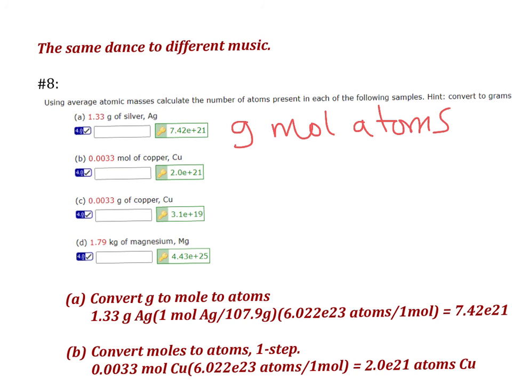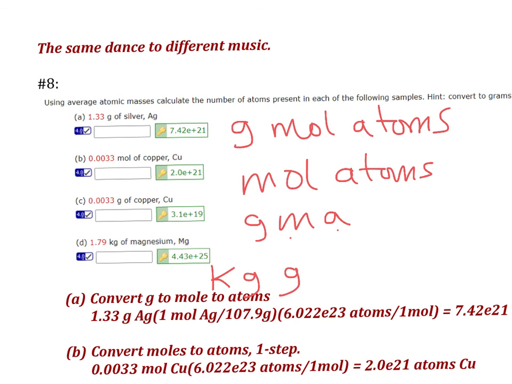This next one gives you moles, so you'll just do moles to atoms. You'll just multiply by Avogadro's number. And this next one is another GMA one again. You'll divide by the mass and multiply by Avogadro's number. And this last one is kilograms to grams to moles to atoms. You will multiply by 1,000, then divide by the mass of magnesium, and then multiply by Avogadro's number.